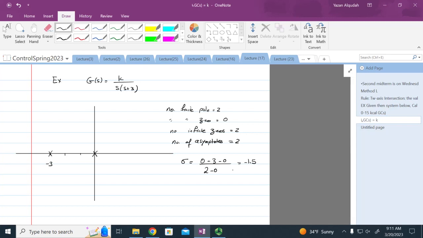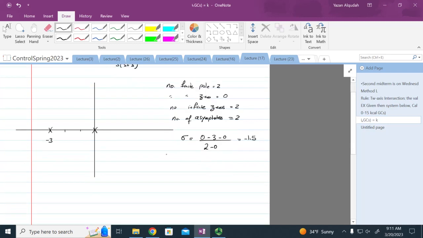Okay. And the angles of the asymptotes, theta A is going to equal (2k plus 1) multiplied by 180 divided by 2, which is going to give me 90 degrees and 270 degrees. So therefore, I should have probably plotted the real axis. So this part of the real axis, what do we expect is going to happen? It's going to break and go off as asymptotes.